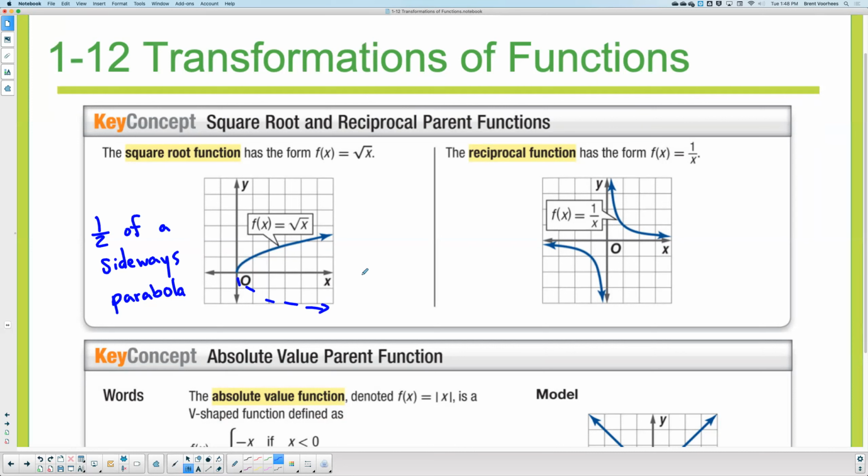Now, a square root, though, doesn't have the whole thing. A square root will only supply half the graph. So that's actually what it should look like. But I just wanted you to see what I mean when I say half of a sideways parabola. So it's missing the bottom half to make a parabola.